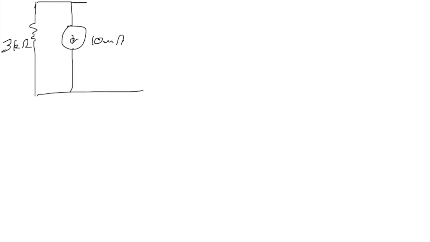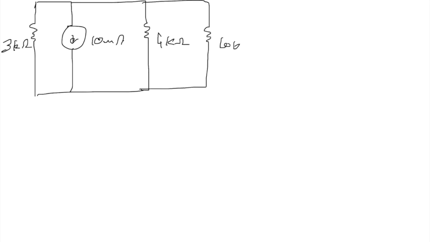Now let us go ahead and solve a few example problems that you might face while taking the Fundamentals of Engineering exam. So I have a circuit right here. I have a 3 kilo ohm resistor in parallel with a 10 milliampere current source, in parallel with a 4 kilo ohm resistor that is also in parallel with a 10 kilo ohm resistor. All right.